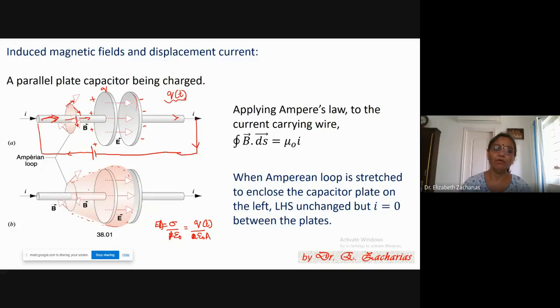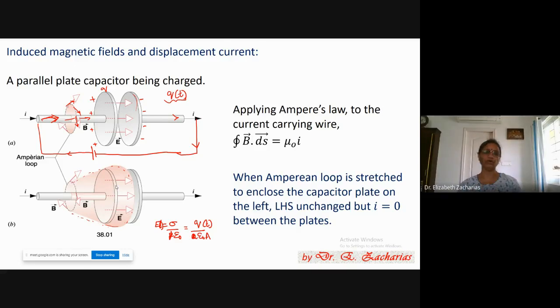Now, once more, apply your Ampere's law. When you apply Ampere's law to the same loop, the left-hand side is not going to change, because after all, it is integral B dot ds over the closed loop. But look at the right-hand side. Mu naught I should be there. But between the two plates, there is just vacuum. You definitely know that there is no current flowing there. So the current between the two plates is zero, and the right-hand side now becomes zero. The left-hand side is non-zero, which contradicts your logic.